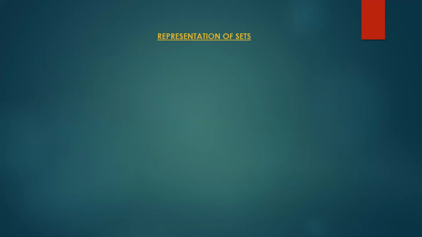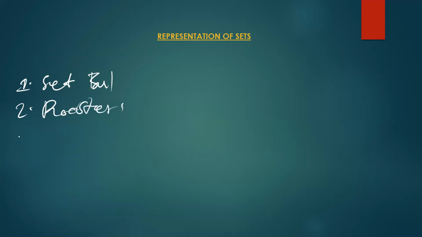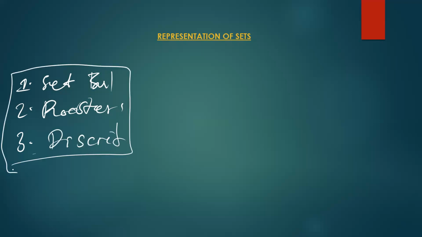Sets can basically be represented in 3 ways. You can represent sets using the set builder notation. Apart from that, you can also present a set using the roster form. And then you can also present sets using the descriptive form, just describing a set. So these are the basic ways in which you can present a set.